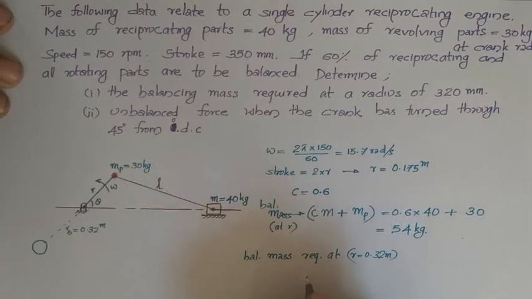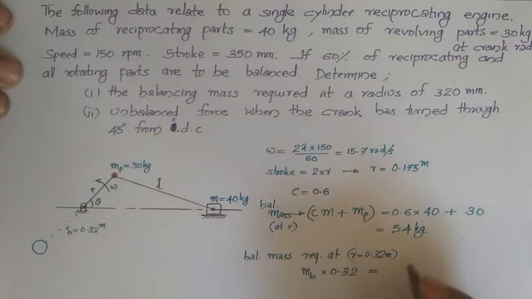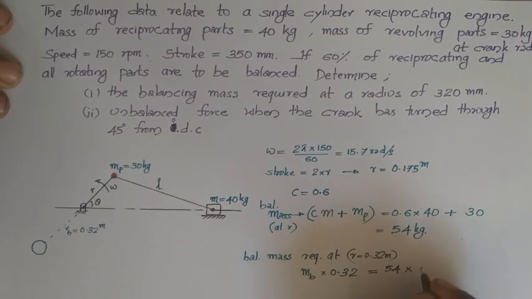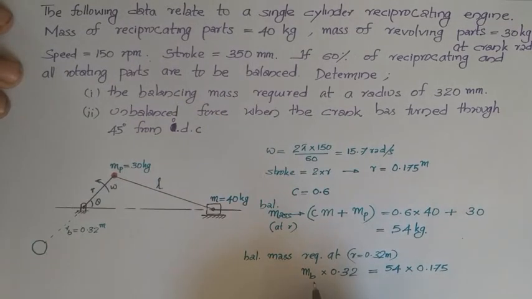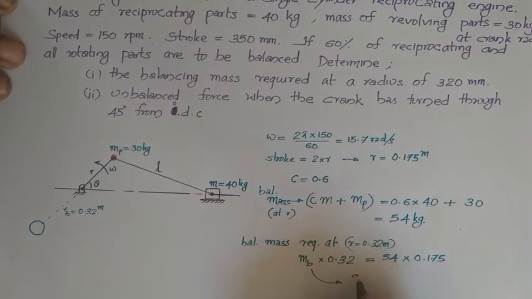See, the product of this MB into 0.32 will be equal to the balancing mass required at R, that is 54 kg into R, which is 0.175. So the first part answer, if you are simplifying, is 54 into 0.175 divided by 0.32, which you will be getting around 29.53 kilograms. So this is the answer for the first part.